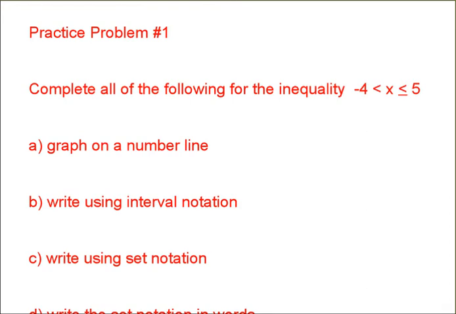A couple practice problems for you here. Complete all the following for the inequality. -4 is less than x is less than or equal to positive 5. Graph it on a number line. Write using interval notation. Write using set notation. And the one on the bottom here is cut off a little bit. It says write the set notation in words. So how would you say that set in words?